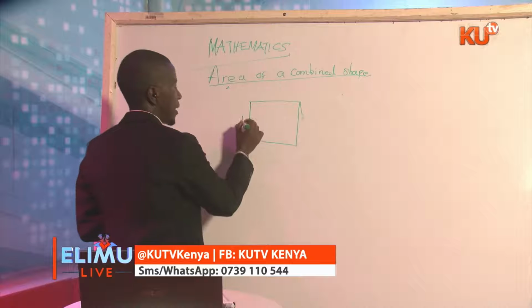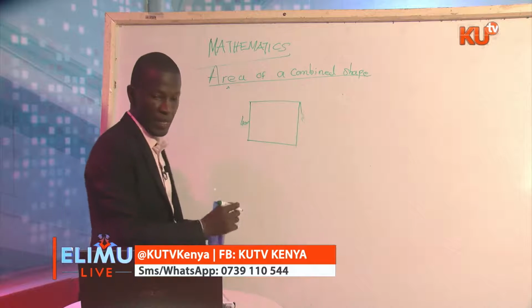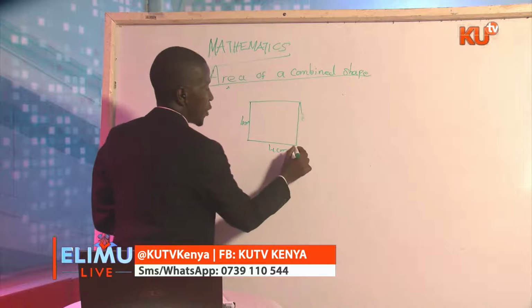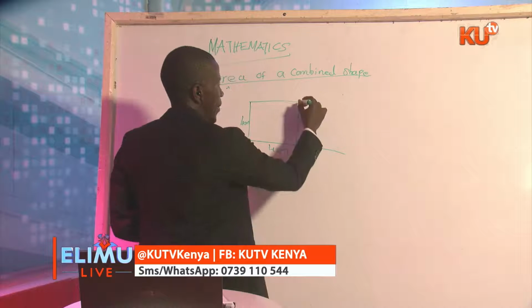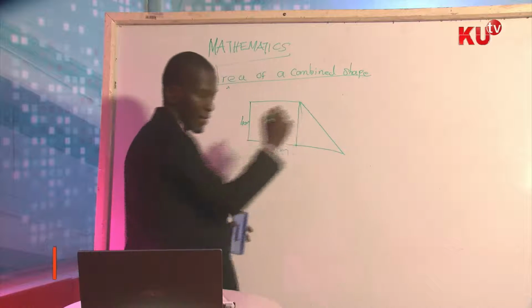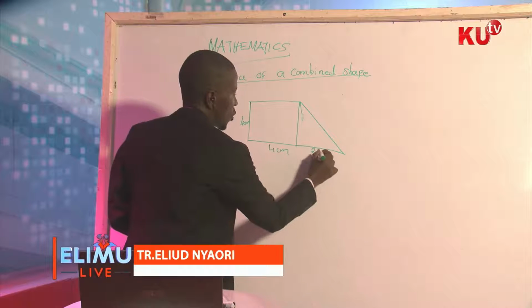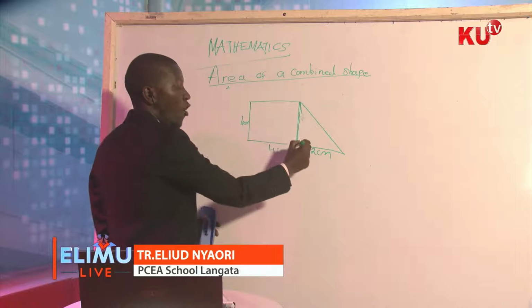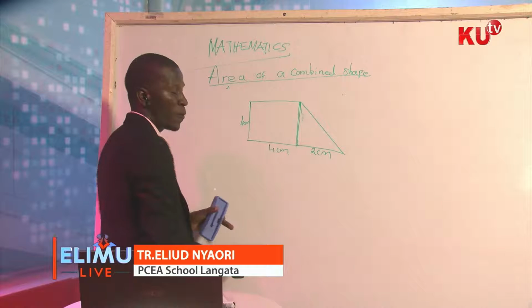This is a square. This side is 4 centimeters. Then we have this one extended. Then we have this other part. This side is 2 centimeters, so this is the height of the triangle.